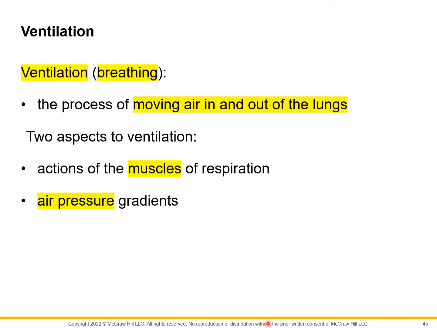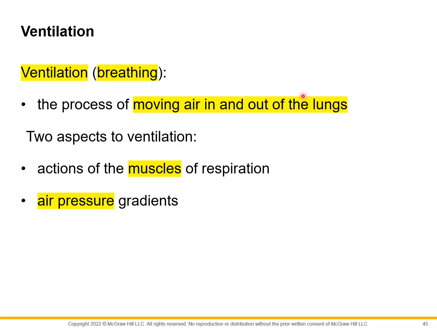Let's now talk about the process of ventilation, or simply breathing. So this is the process of moving air in and out of the lungs. So ganun lang po kasimple, alright? Yung pagdaloy ng hangin as we inhale and yung pagdaloy ng hangin as we exhale, that's it. That's what we mean when we say ventilation.